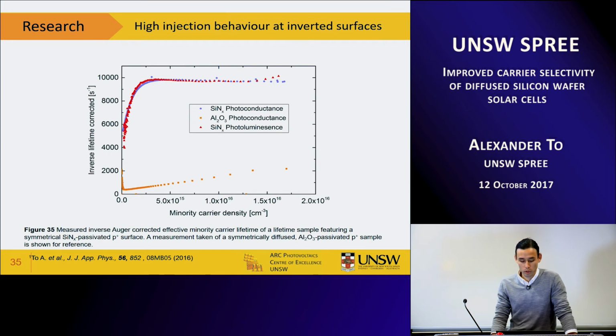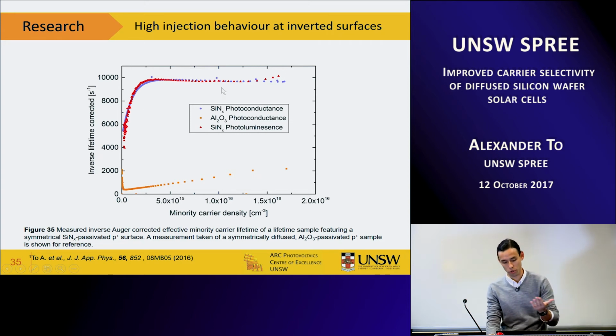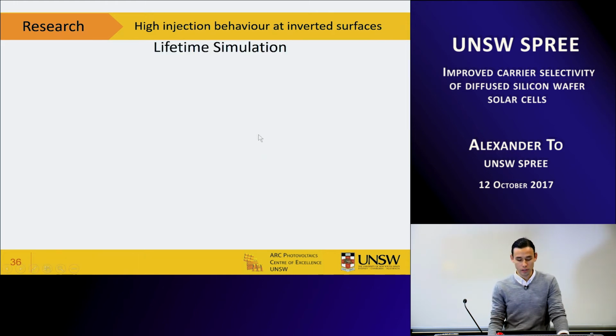So the first thing we did was we took photoconductance and photoluminescence measurements to try and replicate that and show that it's not just some sort of QSS-PC anomaly. Sure enough, we got a good agreement between the two curves for a symmetrically diffused boron sample passivated with silicon nitride. Just as a reference, that was the same sample which I then repassivated with an aluminium oxide. So it indicated that it was something to do with the surface passivation and the electrostatics at the interface. Then we tried to simulate that.